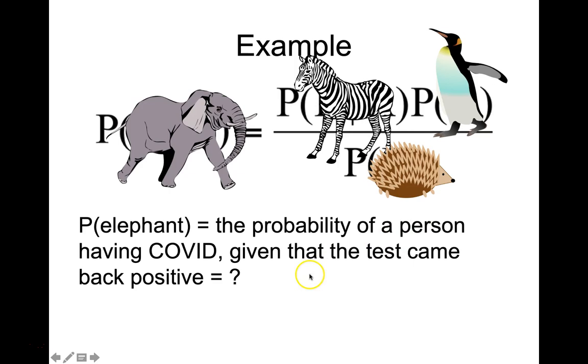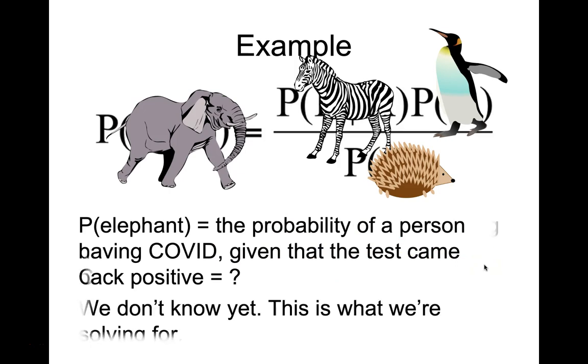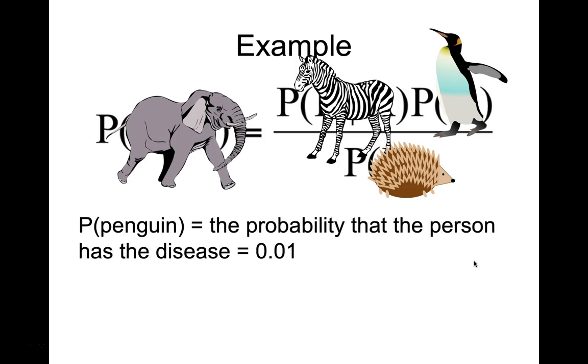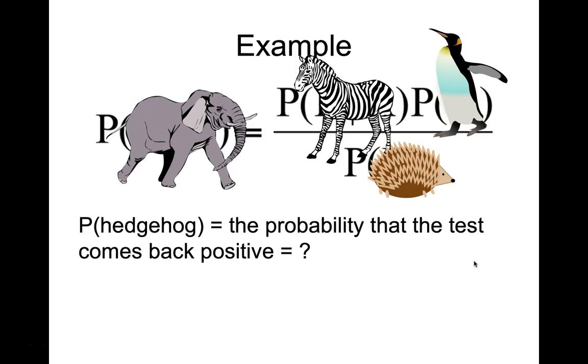So the probability of the elephant is what we are solving for, and that's the probability of a person having COVID-19 given that the test came back positive. The probability of a zebra is the probability of the test coming back positive given that the person has COVID-19. Probability of a zebra, it's just a separate number. The probability of a penguin, that's the probability that the person has the disease. And the probability of the hedgehog is the probability that the test comes back positive.